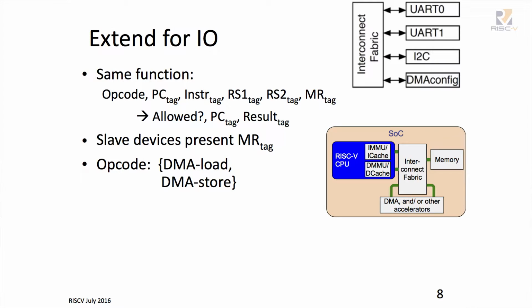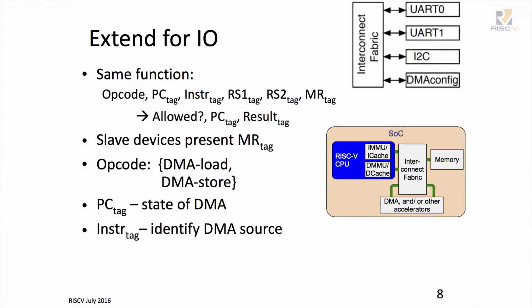For the DMA type operations, we're going to have to extend it. We're going to recognize that there's a set of operations there, DMA load and store. So we designated DMA load and store. Now, when it's coming from DMA, we've got a different PC, if you will, which is the state of that particular initiator, that particular DMA unit.